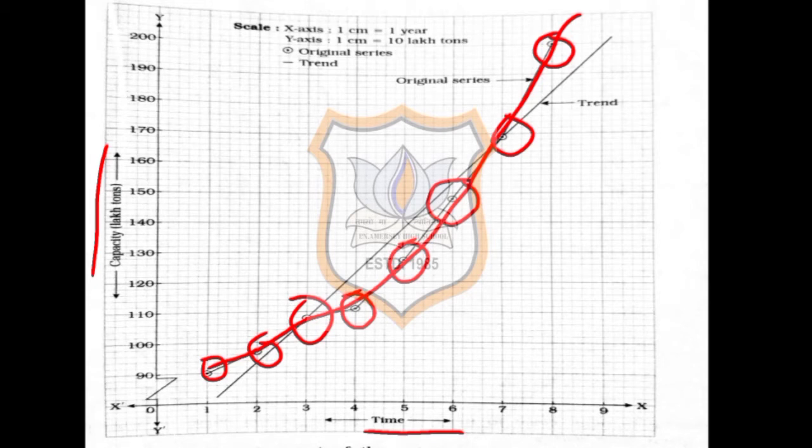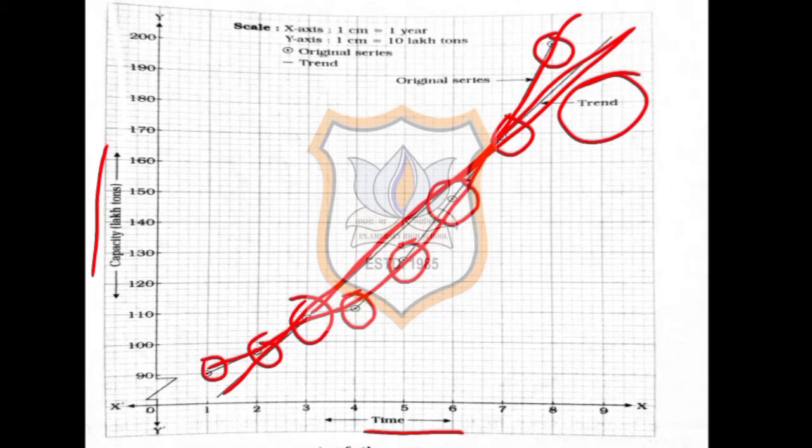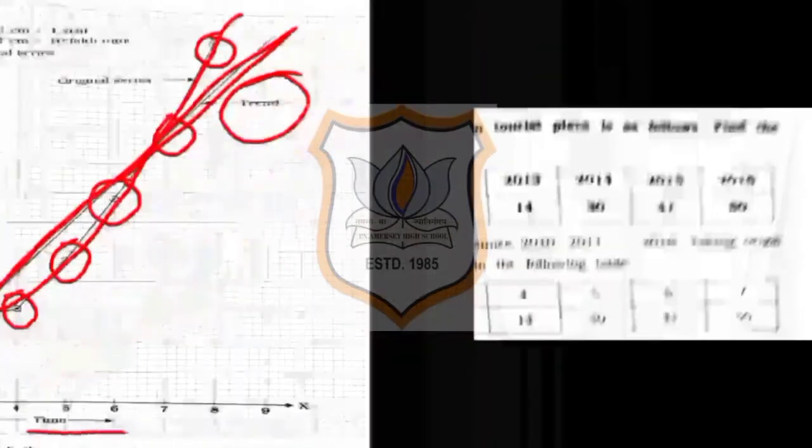Now what is the next step? We have to draw a line which is passing through these points. That is, we will draw the average line. So this will be the line which is passing, as I have shown you in the figure. This straight line is called the trend. So in this way we are going to solve. First of all, plot the points. Draw the curve passing through the points. Then draw a straight line passing through the average value of the points.